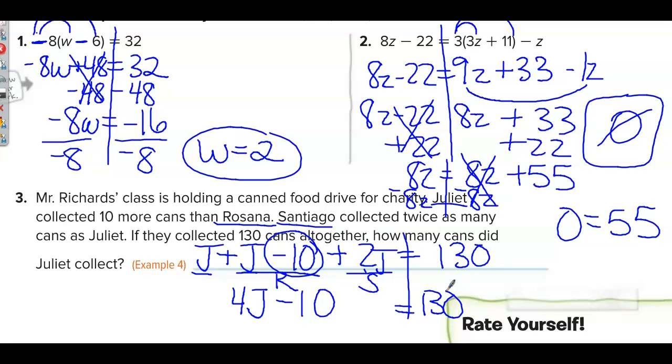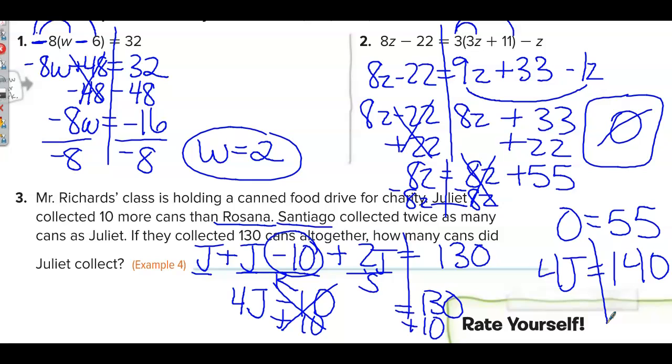Alexa, what do you want me to do? Add 10. I'm going to get rid of that. So I'm left with 4J equals 140. Very good. Garrett, the last thing I'm going to do, divide by 4. Good. Just 4, because I want that J by itself. So my answer is 35. So what I'm answering is 35 cans. That's how many she collected.